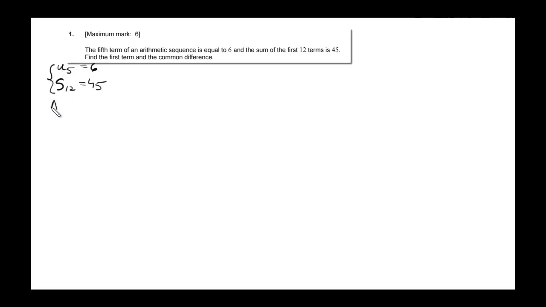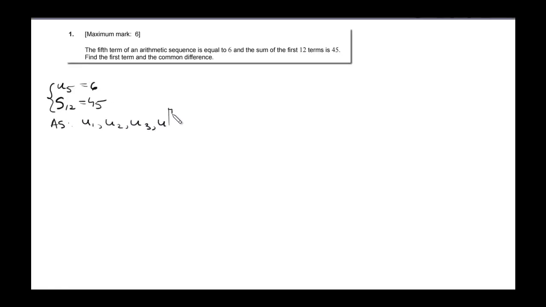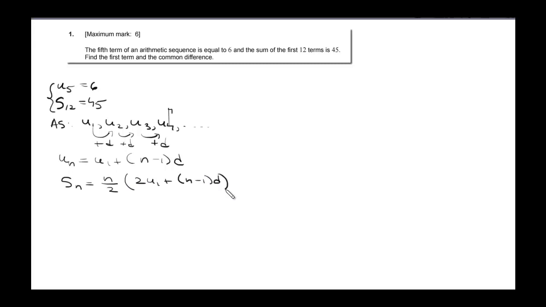Remember, for an arithmetic sequence it has the property that each term is the previous one to which we add the same number called the common difference, d. So U2 is U1 plus d, U3 is U1 plus 2d, U4 is U1 plus 3d, etc. Therefore, the general formula is that Un is U1 plus (n minus 1)d. And the sum of the first n terms is n over 2 into (2U1 plus (n minus 1)d).